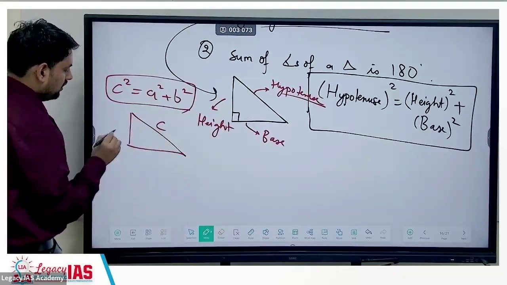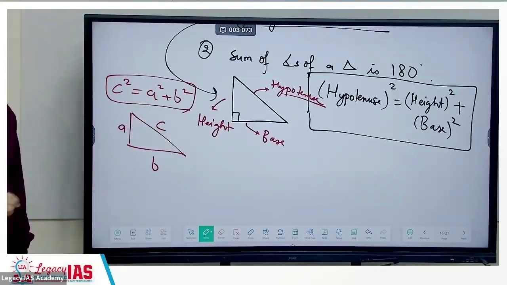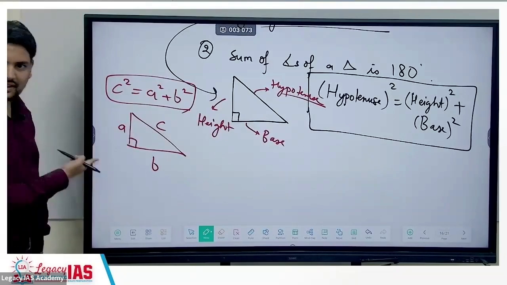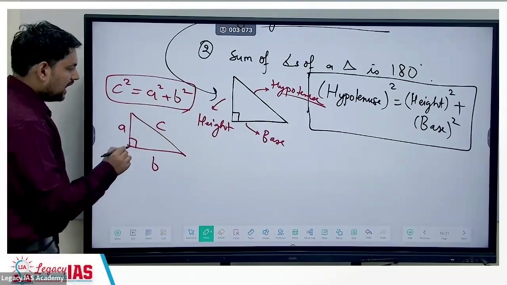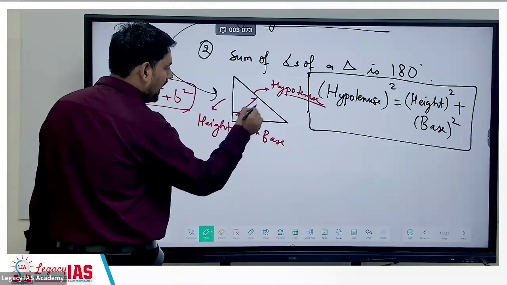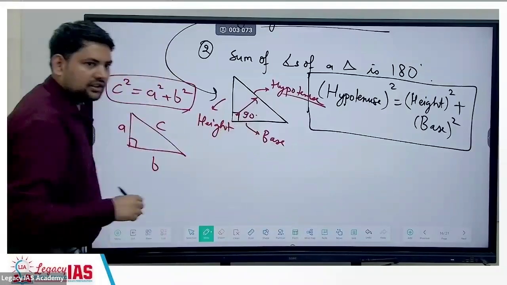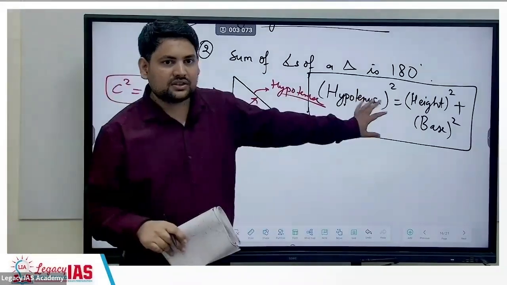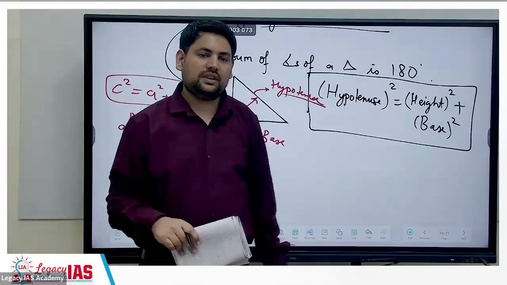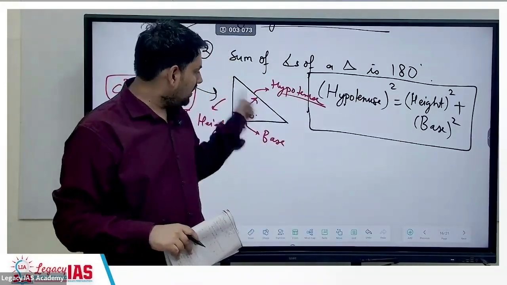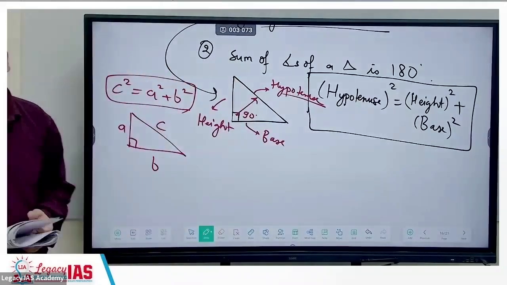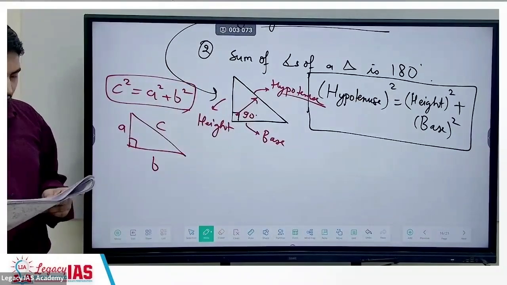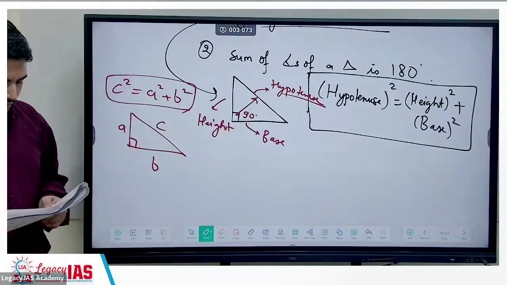That is written for this exact triangle. Now sometimes in questions you will see that these are rearranged. So what you should understand is that the hypotenuse, which is the side opposite to the 90 degree angle, has its square equal to the sum of squares of the other two. Understood?